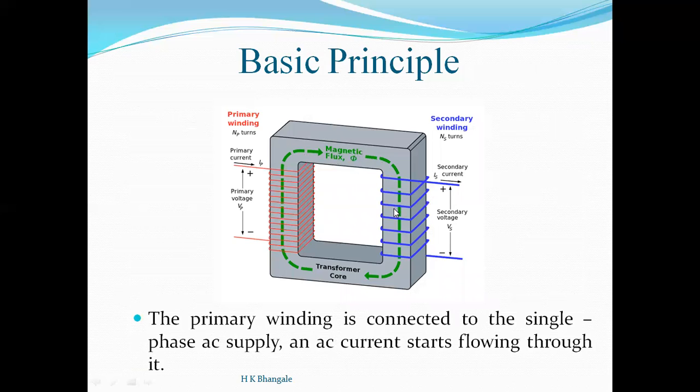Now according to Faraday's law of electromagnetic induction, what happens? This flux which is flowing in a transformer core already changes, because whatever alternating voltage I have applied here, it varies, and due to this variation, the magnetic flux also varies. This variable flux links with the secondary winding, the secondary coil, and according to Faraday's law of electromagnetic induction, EMF will be induced in the secondary coil.